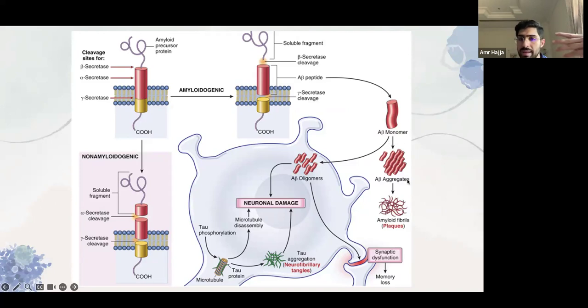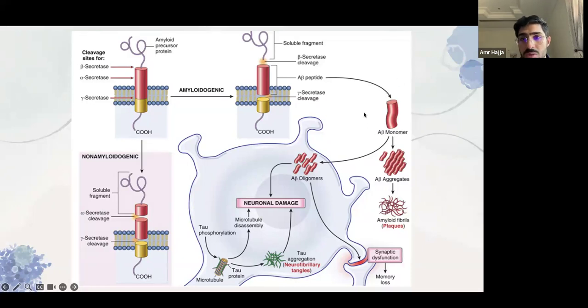So extracellularly, this amyloid beta monomer or peptide, because there will be a lot and a lot and a lot, they will aggregate together. Because of their aggregation, they will inhibit the synaptic transmission at the synapse. So they will impair the synaptic transmission. Tamam? So this is the first thing that's going to happen. Extracellularly, we have the formation and the aggregation of amyloid beta, forming what's called amyloid beta plaques or senile plaques.